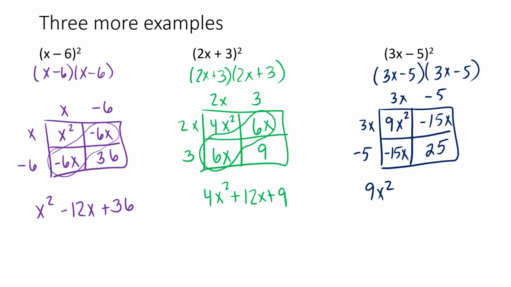So this will be 9x squared. 15 plus 15 is 30. In this case, they're both negative, so it'll be negative 30x plus 25.